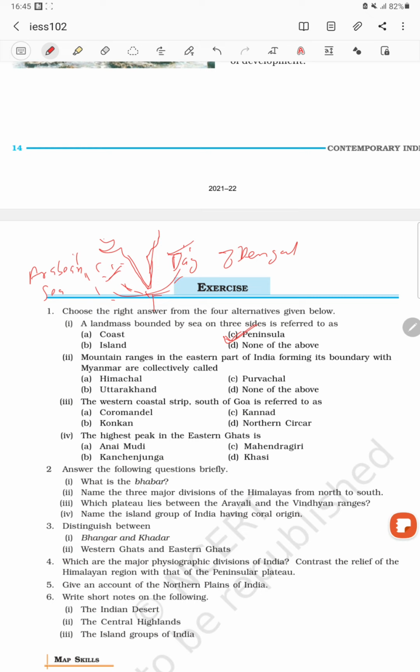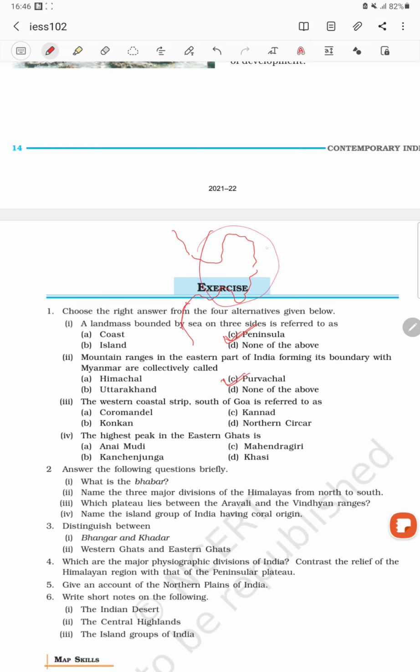The mountain ranges in the eastern part of India, forming its boundary with Myanmar, are collectively called Purvanchal. This is the eastern part of India. Here is what? Naga Hills, Manipur Hills, Mizo Hills, Garo, Khasi and the others. So these hills are collectively known as what? Purvanchal. Clear?